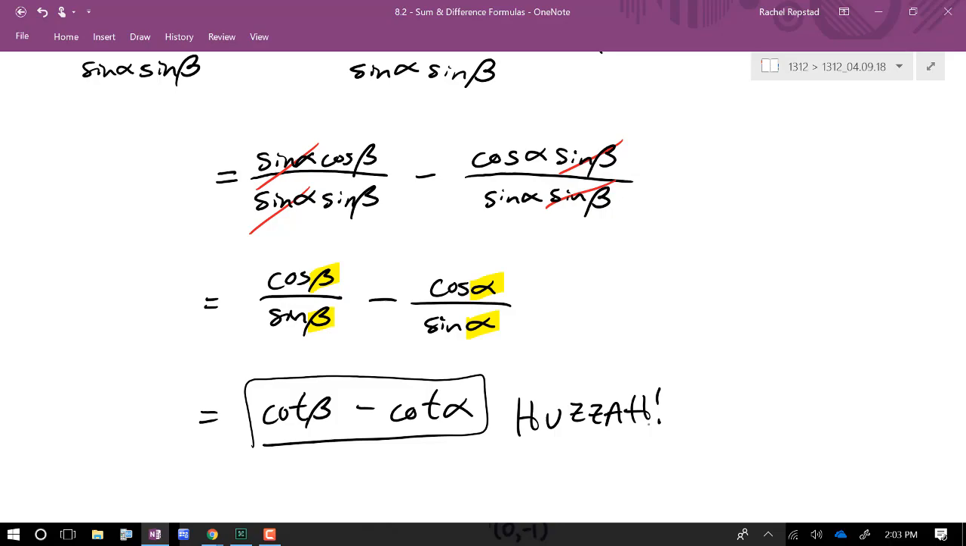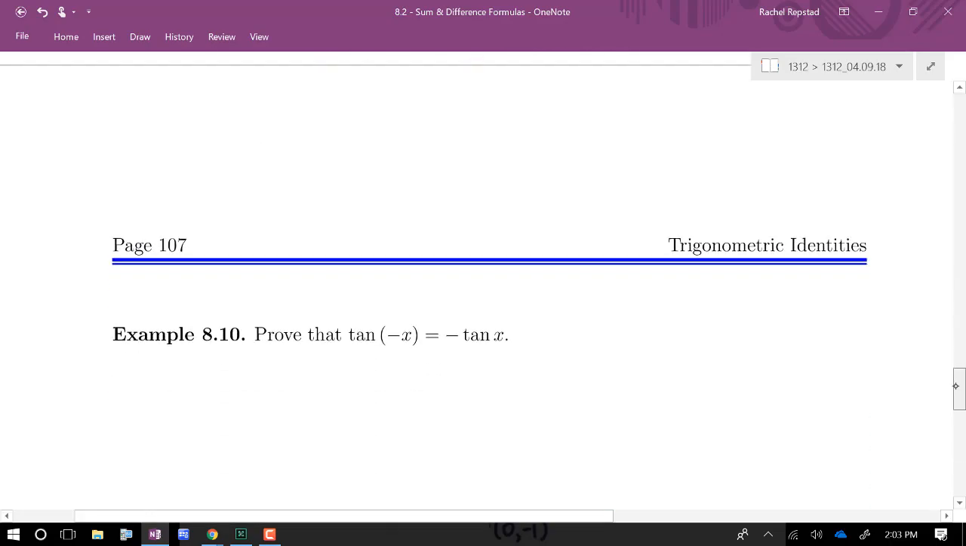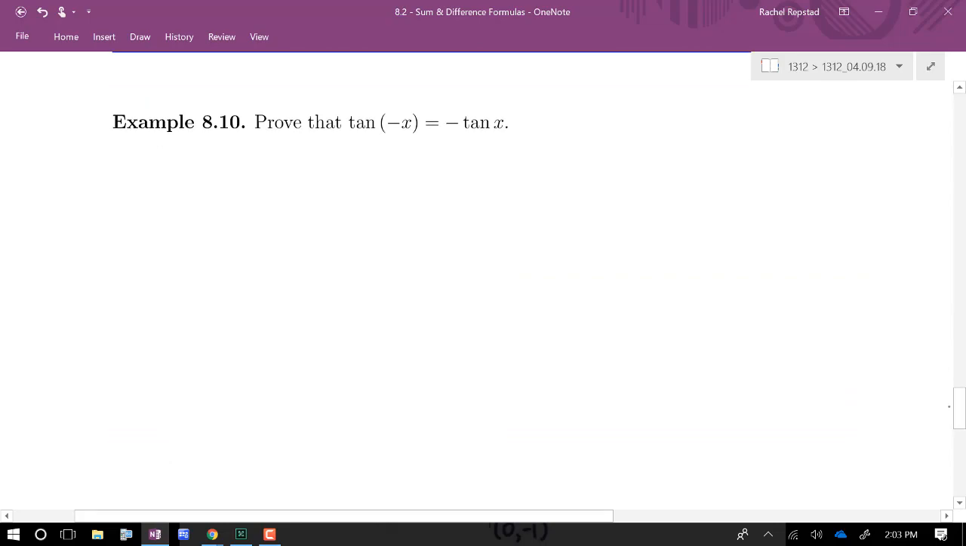Okay, ready for more? I'll tell you why I love this next one, because I know you're wondering. I love this next one because you look at it and you're like, well, why is this in this section on the sum and difference? Because it doesn't really look like a sum and difference of anything right now. Like we're not adding or subtracting inside the arguments at all. But we're going to fix that real soon.